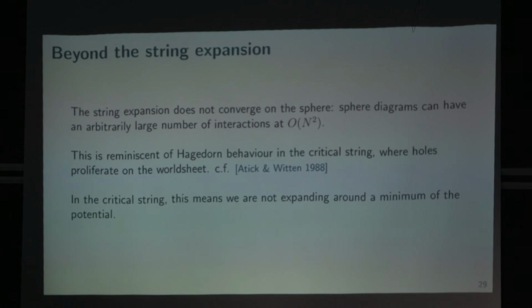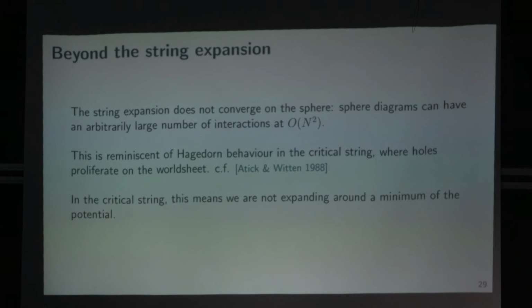So at order N squared, you can have a sphere diagram that's, say, an n-fold cover of the sphere with an arbitrary number of interactions. So now you're really summing an infinite number of string diagrams to get these partition functions.